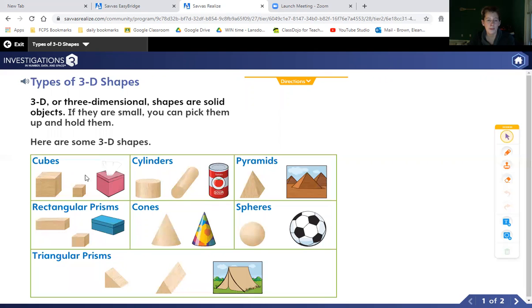So the cube, there's a tissue box, a cylinder, a soup can. Pyramid, these are the Egyptian pyramids. Rectangular prism, like a shoebox. A cone, like a birthday hat. And a sphere, like a soccer ball. Triangular prism is like in the shape of a tent.